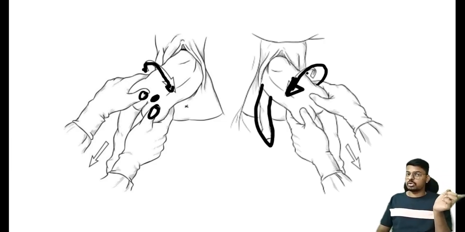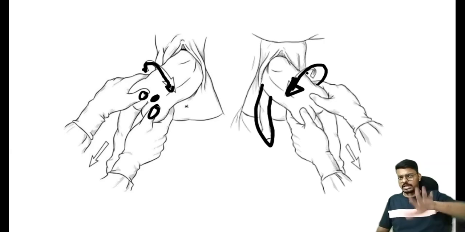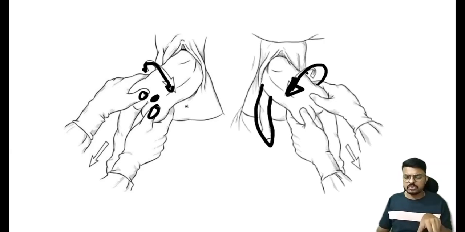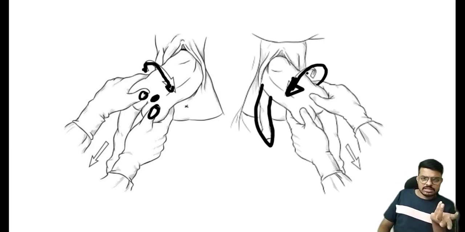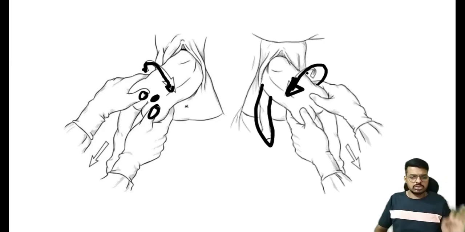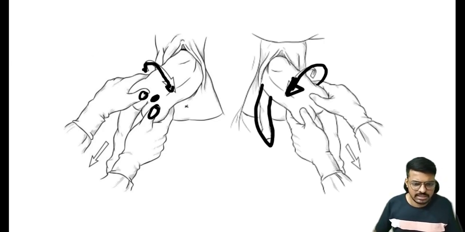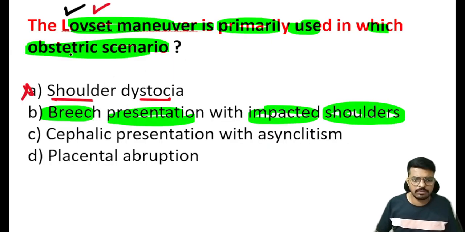But in the wood corkscrew maneuver, we are just rotating 180 degrees, that's it. Here in the Lovset maneuver, rotate first, the posterior shoulder will come anteriorly, then the posterior shoulder will be delivered. Then again rotate back, where the other shoulder also gets delivered. So this is the Lovset maneuver. There is less chance of an image-based question, still it's important because the question will come in theory format. Very, very important.